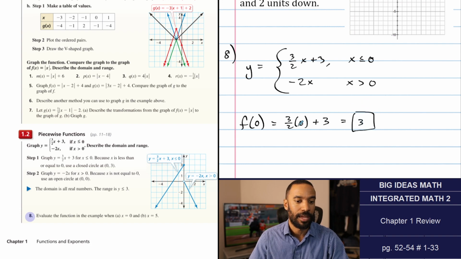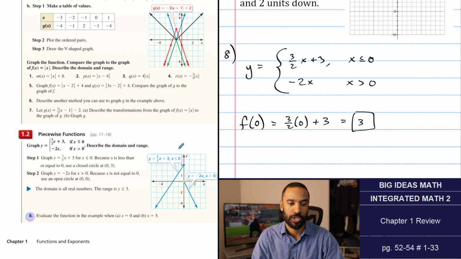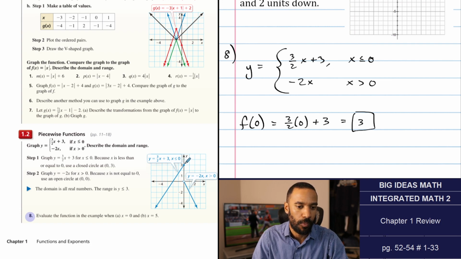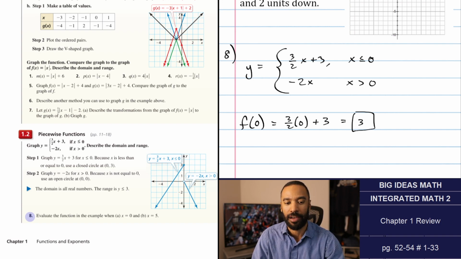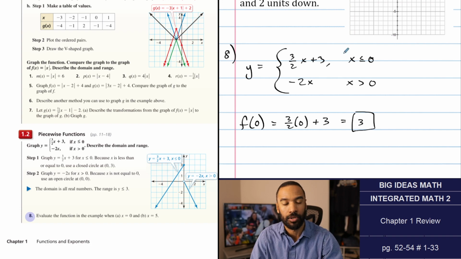And that's the other point I want to make. I could have used the graph for this portion and pointed to it. When x is 0, y is 3, not 0, not the open circle, but the closed circle. So I can actually see that one on the graph as well, and I'm good to go, whether I substitute it or do the other one.